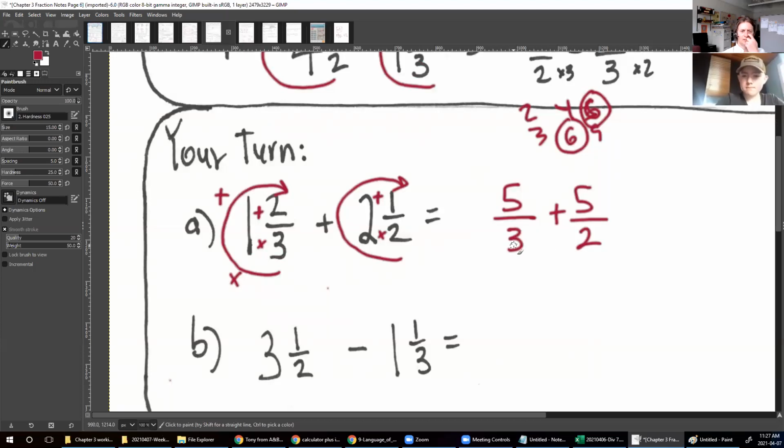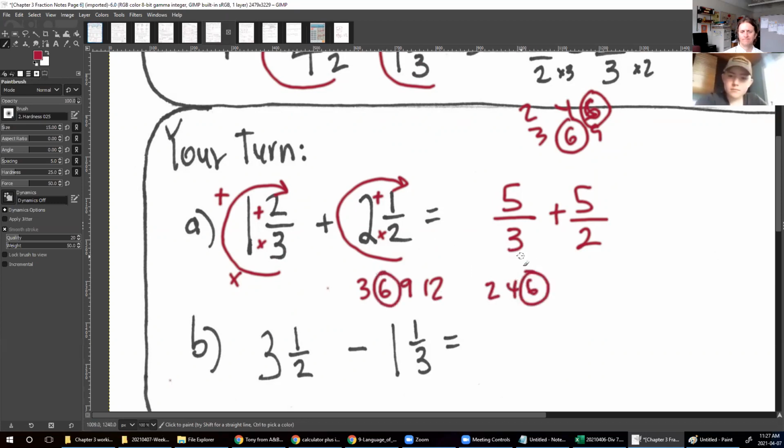So now we have to convert these to the same denominator. So I'm going to say, okay, multiples of 3 are 3 and 6 and 9 and 12. 3 times 1, 3 times 2, 3 times 3, 3 times 4. Multiples of 2 are 2 and 4 and 6. And I'm just going to stop there because 6 is my magic number. That's the smallest one. So what do I need to multiply this to get me 6? I'm going to multiply it by 2. So the top and the bottom, I'm going to multiply by 2. As long as this gets a 6, I don't care what I'm multiplying the top by for now. What I want is the bottom numbers to be the same.